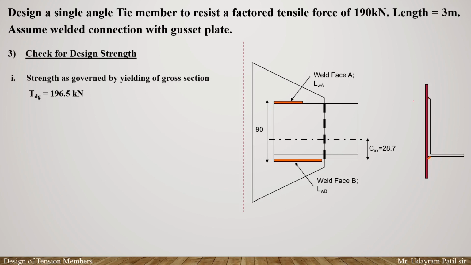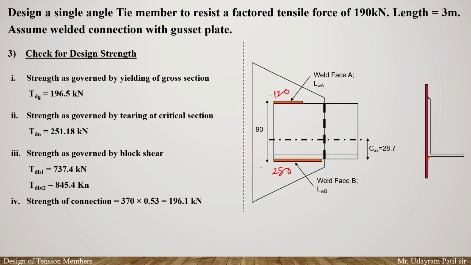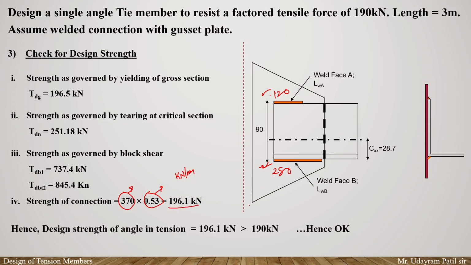Strength of the weld governed by the cross section is 196.5. Again, as governed by the critical section, TDN will be equal to 255, TDB1 is 737, TDB2 845. Strength of the connection is equal to total length of the weld. Okay, the length of the weld at the bottom is 250, the length of the weld at the top is 120. So 120 plus 250 will be equal to 370. Okay, that will be 370 multiplied by 0.53. This is your kilonewton per mm, this is your strength of the weld in kilonewton per mm. So 370 multiplied by 0.53 will give us the strength of the connection as 196. So the minimum is obviously 196, so it is greater than 190 kilonewton, therefore our design is again safe.